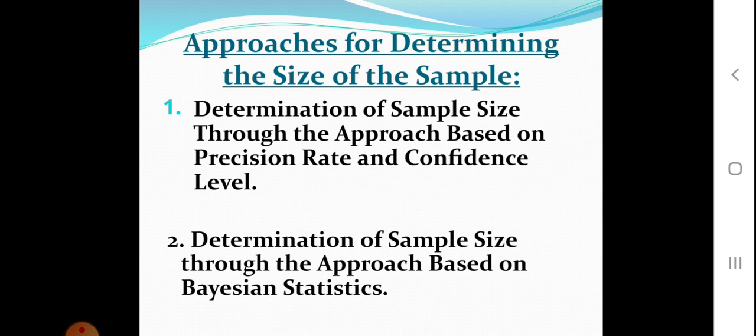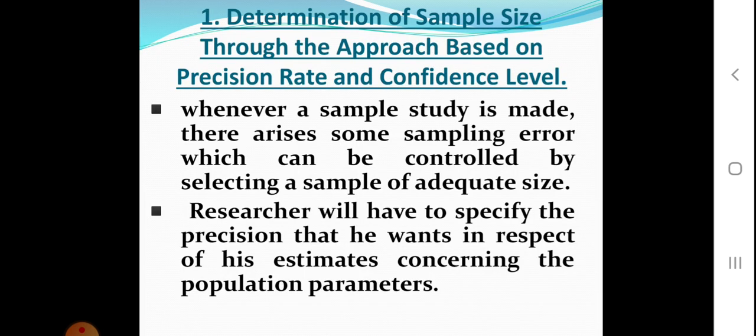Okay, dear students, let us discuss the first approach, that is determination of sample size through the approach based on precision rate and confidence level. To begin with, it can be stated that whenever a sample study is made, there arises some sampling error which can be controlled by selecting a sample of adequate size. But a researcher will have to specify the precision that he wants in respect of his estimates concerning the population parameters.